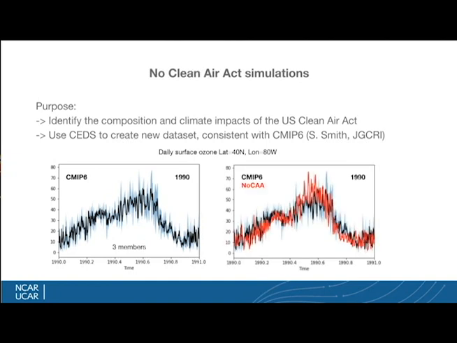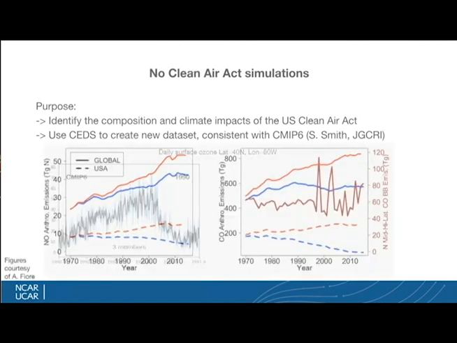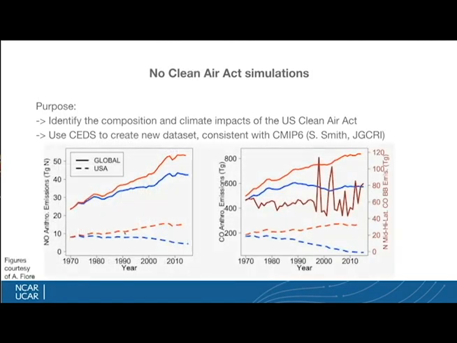Then if you start putting here in red, and I did not put the standard deviation on the ensemble member, we also have 3 No Clean Air Act ensemble members here. This is for 1990, and you start seeing some differences in the high ozone peaks. But if you remember, 1990 is right here. So the changes are only minor at this point, right?